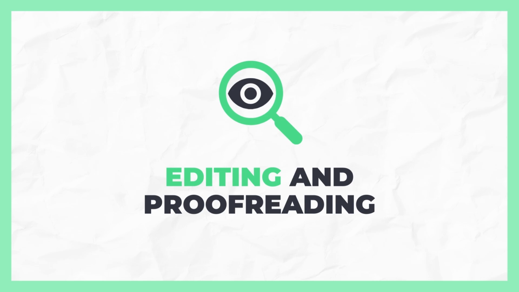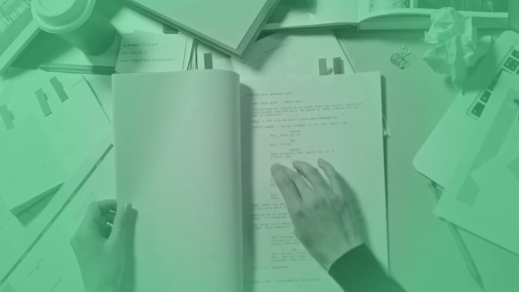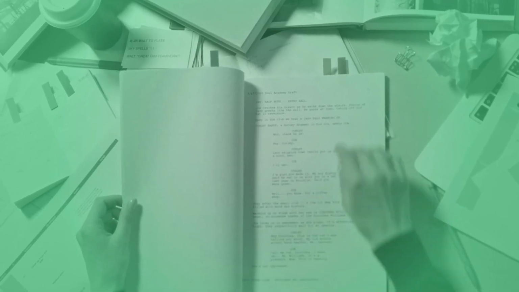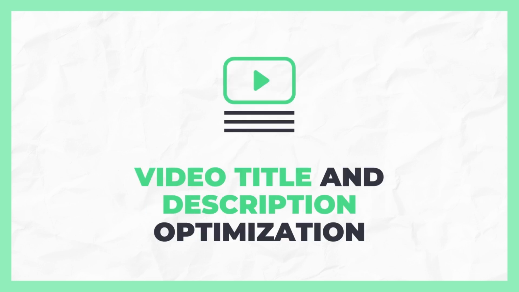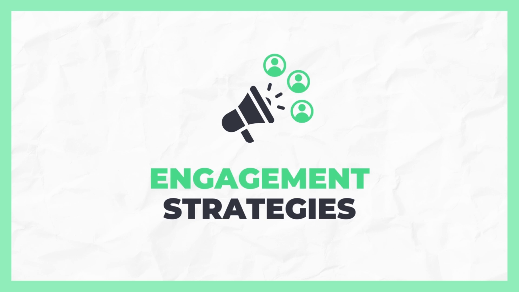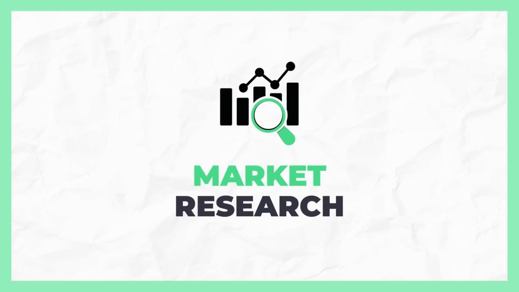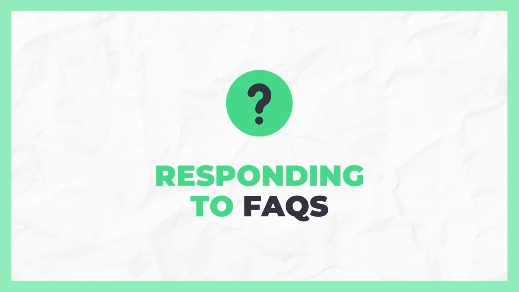Number 3, editing and proofreading. That's interesting. Use ChatGPT to proofread and edit your content. Number 4, creating thumbnails and graphics. Number 5, video title and description optimization. Number 6, engagement strategies, keyword research, market research, social media posts, and responding to FAQs. All right, so I have these 10 bullet points with ideas on how ChatGPT can assist me in my work as a content creator.